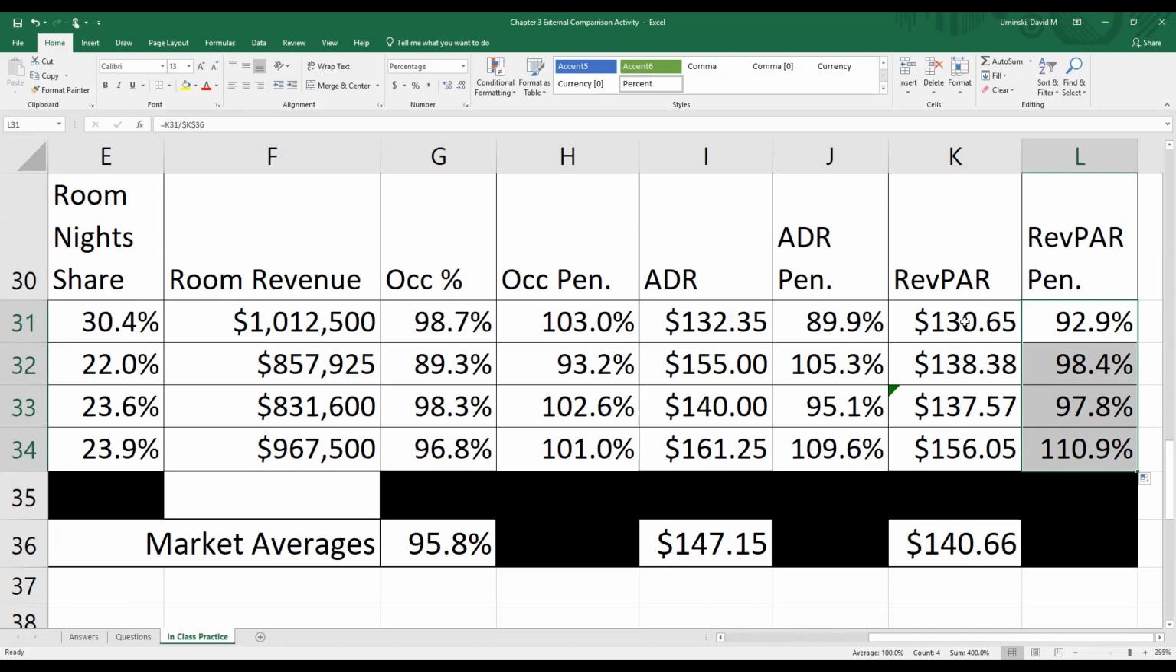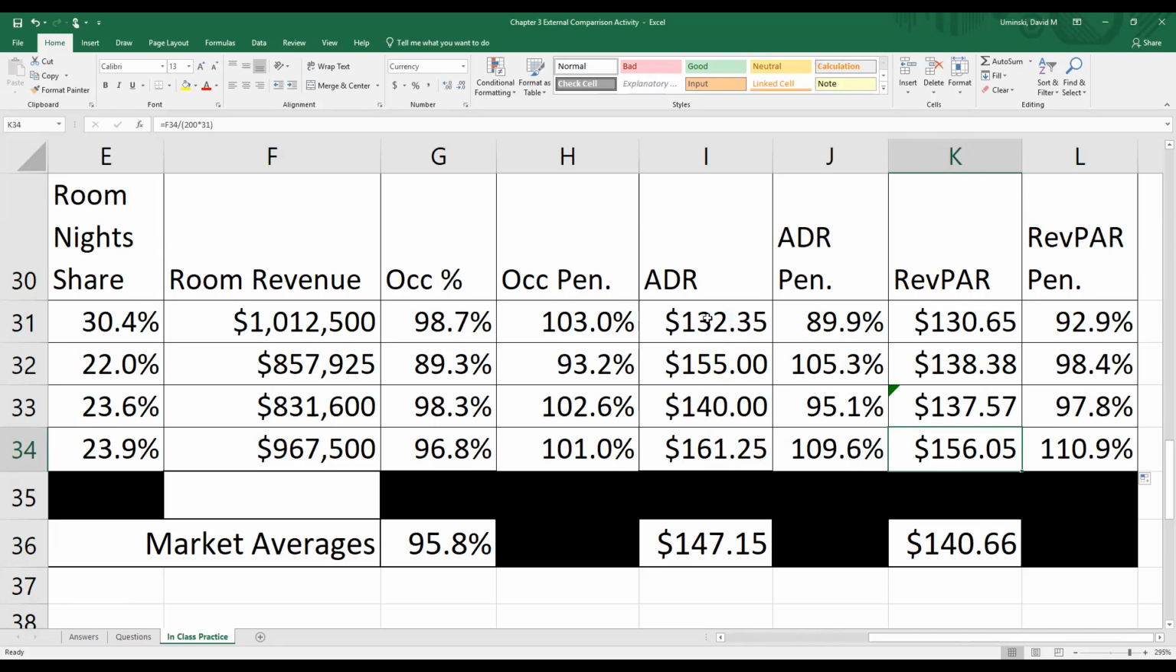All right, so after we get our RevPARs, 130.65 for A, 138.38 for B, 137. You see how this brings them all a little bit closer together, right? In the ADR, 132 and 161 is a $30 difference. When we look at it from our revenue per available room perspective, it brings it down a little bit, okay?